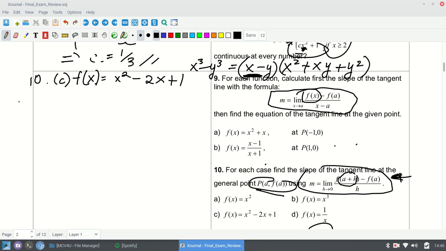Things are changing. Okay, so we've got our slope, limit as h approaches 0.